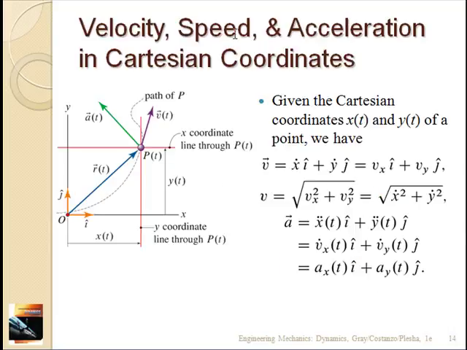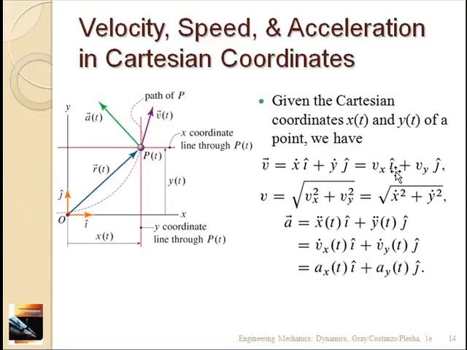All right, so we can work out velocity, speed, and acceleration in Cartesian coordinates. If we know x of t and y of t, the x and y coordinates of the position vector, then the velocity is just x dot times the unit vector in the i direction plus y dot times the unit vector in the j direction. Quite often we'll call x dot vx, the x component of the velocity, and y dot vy, the y component of the velocity. So the velocity vector can be written as vx times the unit vector in the x direction plus vy times the unit vector in the y direction.